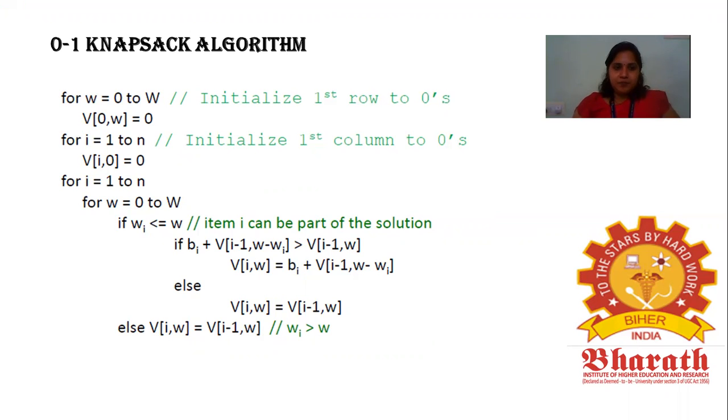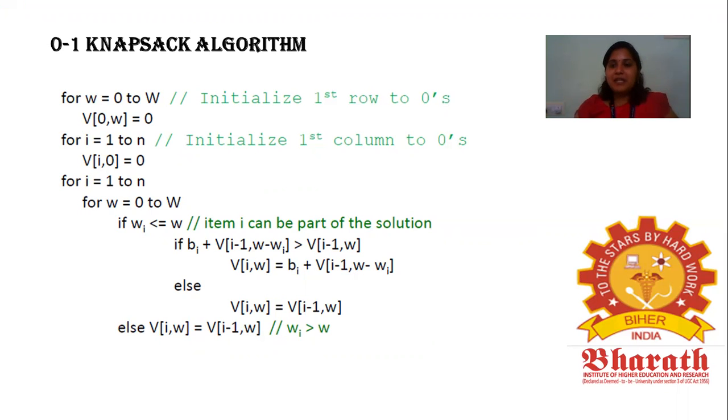So see here, 0/1 knapsack algorithm. First, initially, we are initializing the first row to 0. So for W equal to 0 to W, which means the 0th object in the weight of capacity of a knapsack. If that is 0, initially all the values will be 0. That is V of 0 comma W is equal to 0, which means that the first row will be 0.